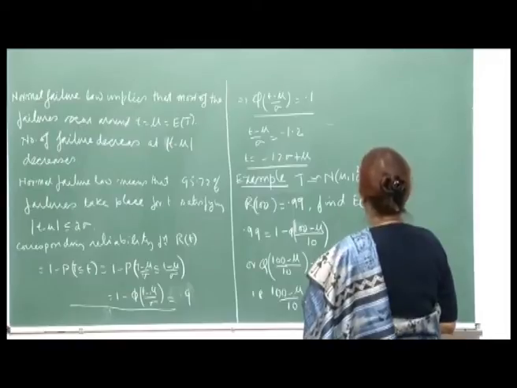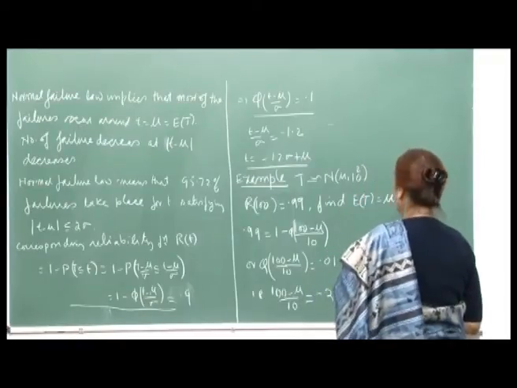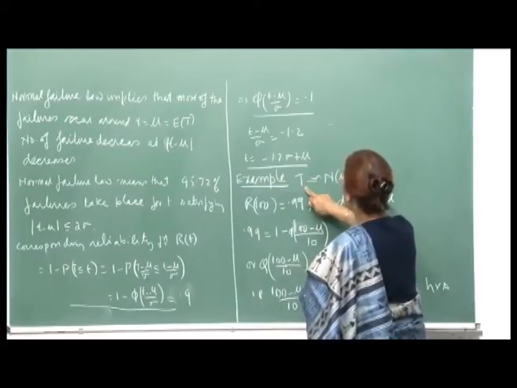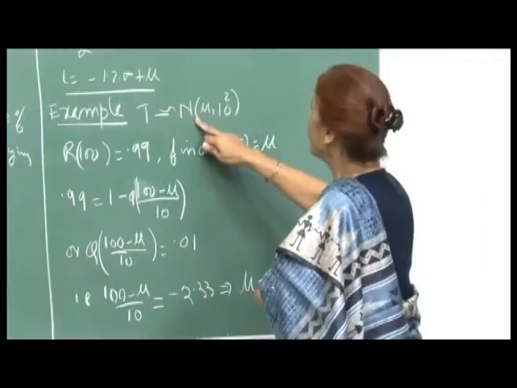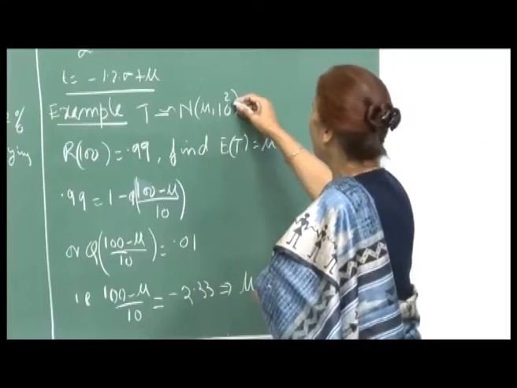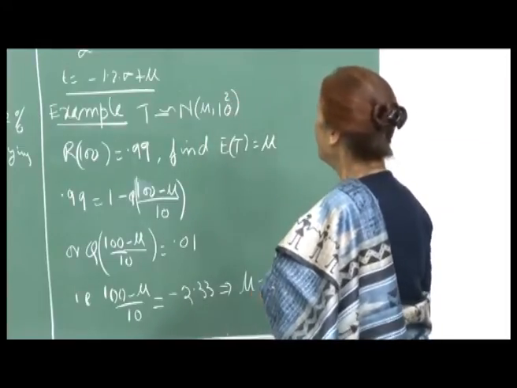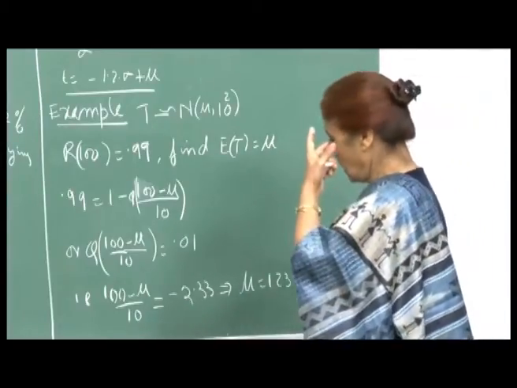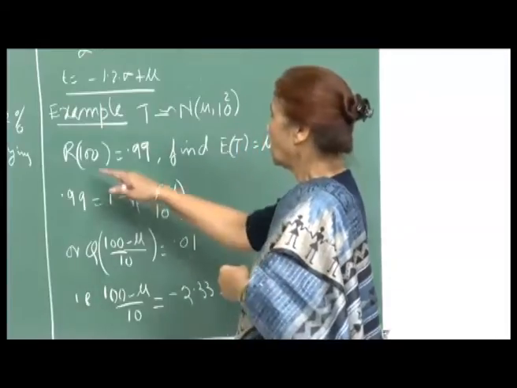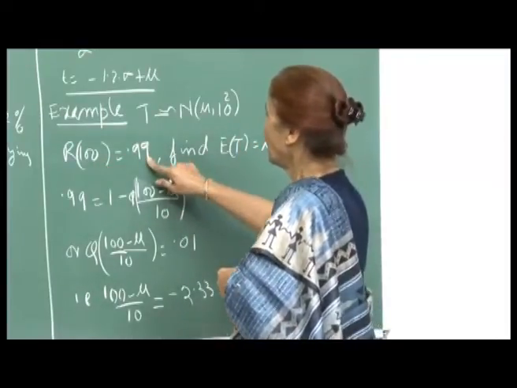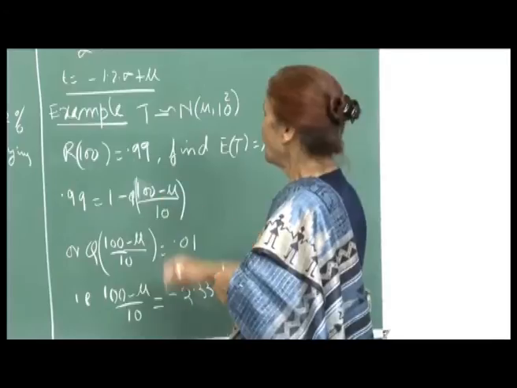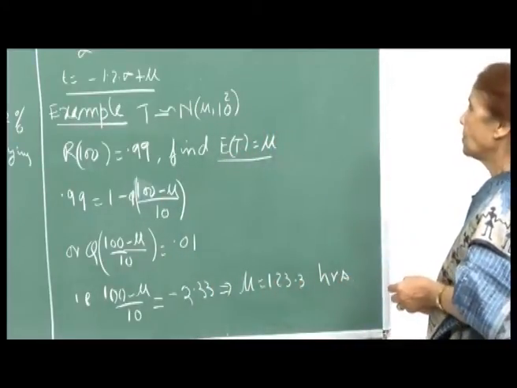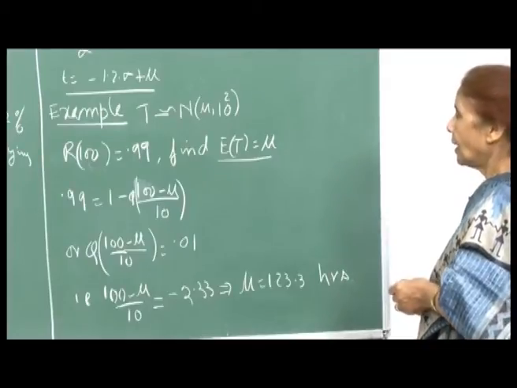So, take another example. Suppose the lifetime of a component is normally distributed with mean mu and variance 100. Right. So, the standard deviation is 10. And you are told that the reliability at 100 hours is 0.99. Okay. So, R of 100 is 0.99. You have to find the value of mu, that is, the expected value of t.